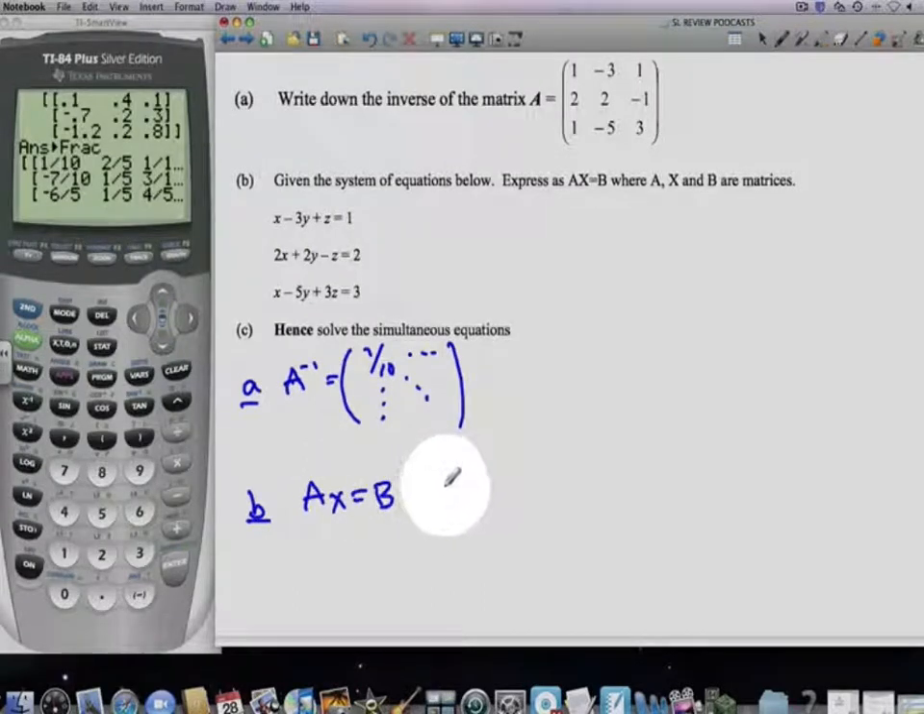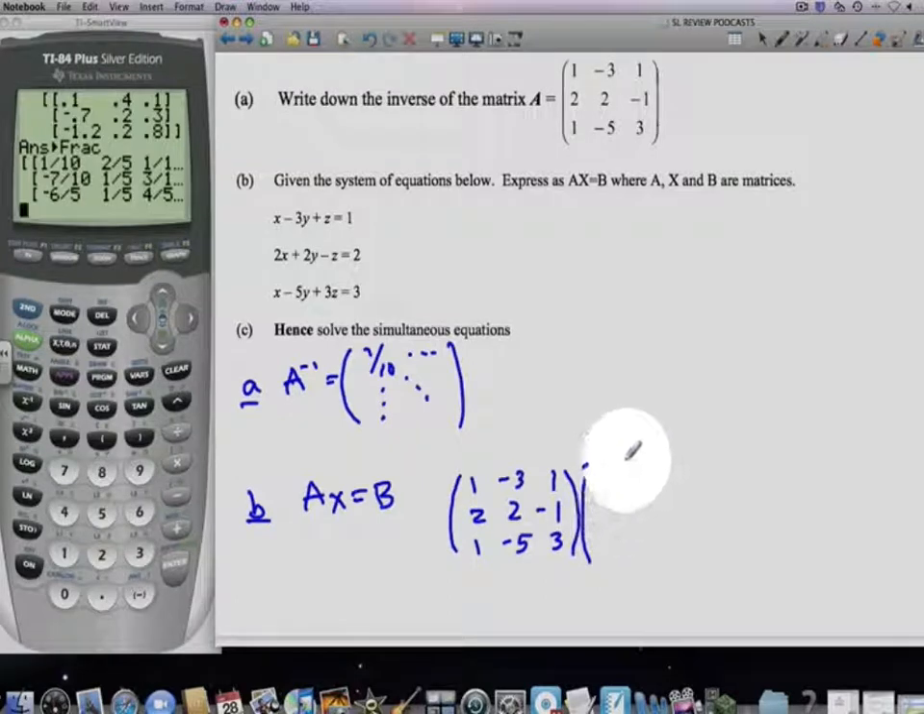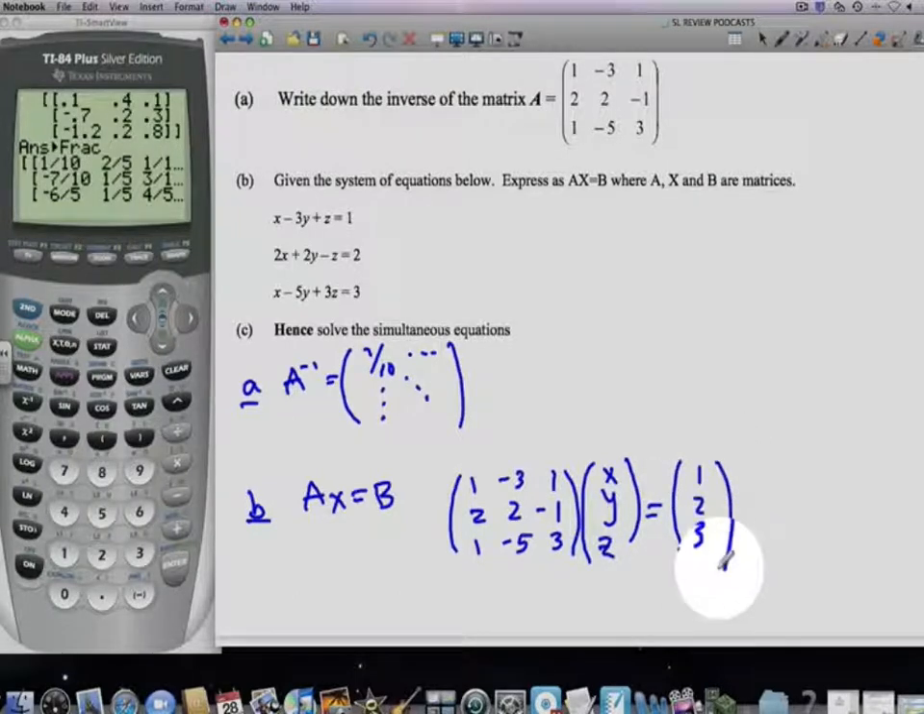So we have to pull out these coefficients of the variables to make this happen. So we should get 1, -3, 1, 2, 2, -1, 1, -5, 3 times, how does this go again, Mr. Green? X, Y, Z. Okay, I think he meant X, Y, Z. And 1, 2, 3. Okay. All right, now what? So once you've got your system set up, that's all that it has for in part B. So we're now moving on to part C, which is the solve.